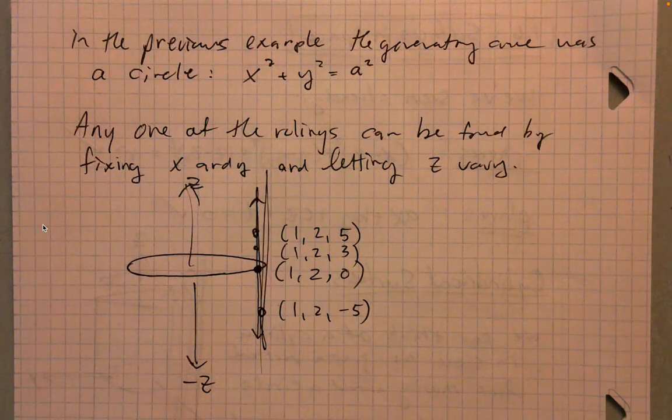And given that the value of z is totally arbitrary, the equation of the cylinder is really just the equation of the generating curve.